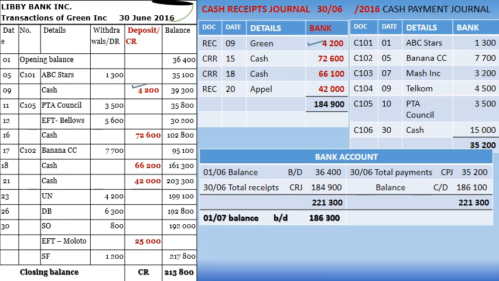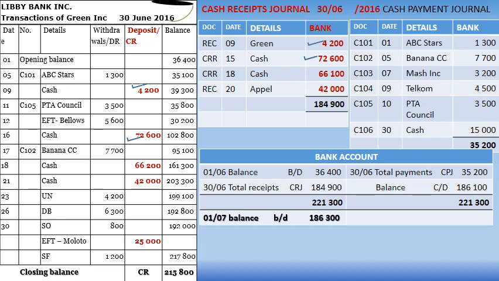The next deposit in the cash receipt was made on the 15th, and the amount is 72,600. This deposit will be traced on the bank statement. On the 16th, there's a cash deposit showing of 72,600. The amounts are the same. Both of these entries will be ticked.